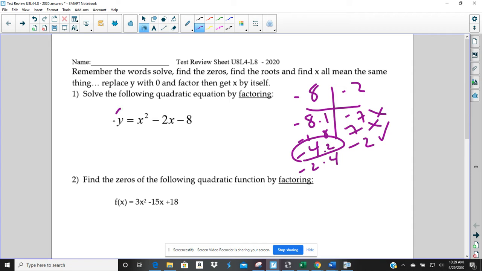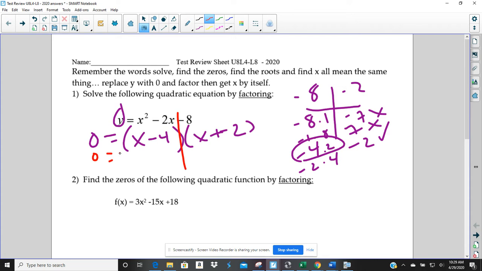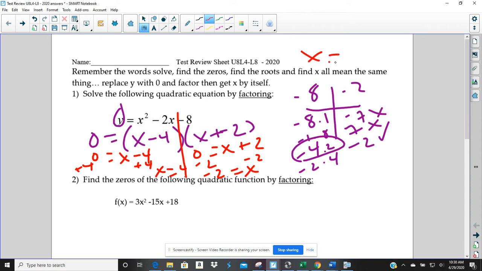So I'm going to rewrite it. I'm going to change the y to 0. So it's going to be 0 equals (x minus 4)(x plus 2). I then make my line down the middle. This first one, 0 equals x minus 4, and 0 equals x plus 2. I then subtract 2 from both sides. I get -2 equals x, and I add 4 to both sides, and I get x equals 4. So the correct answer here is x equals 4 and -2.